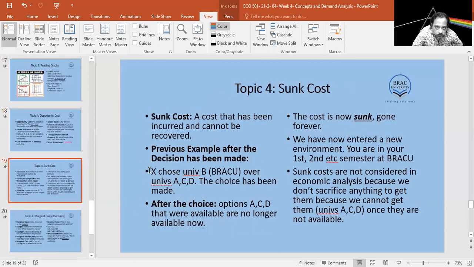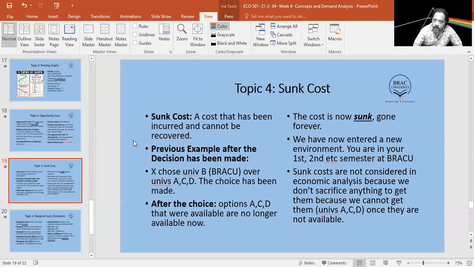Sunk cost is, once we make the choice, we enter a new environment. So whatever existed before we made the decision no longer exists. It's gone. That's why it's a sunk cost. Okay. Now, sunk cost we don't discuss in economics because we can't compare.